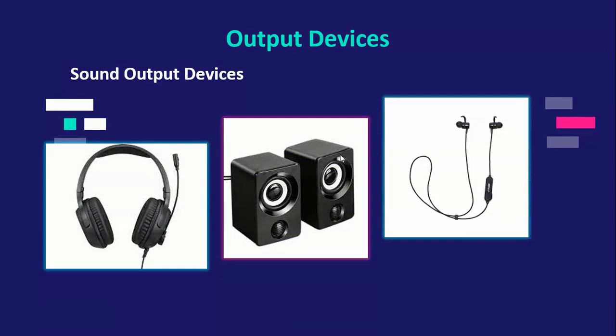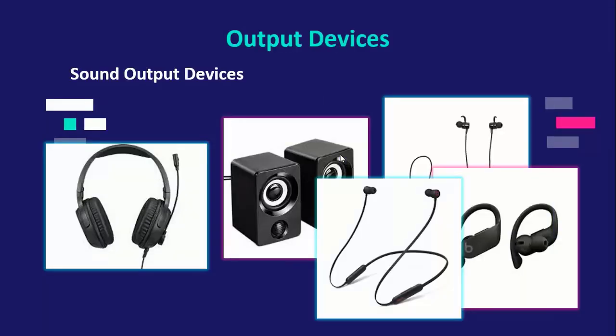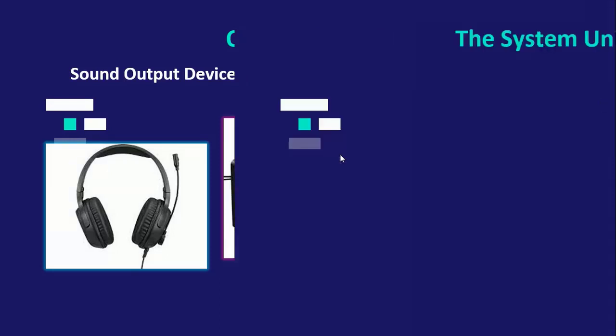Okay, next we have sound output devices. So we have headset, speakers, earphones, at iba-ibang klaseng earphones because we have like a lot of earphones nowadays. It depends on what is comfortable for you to use.